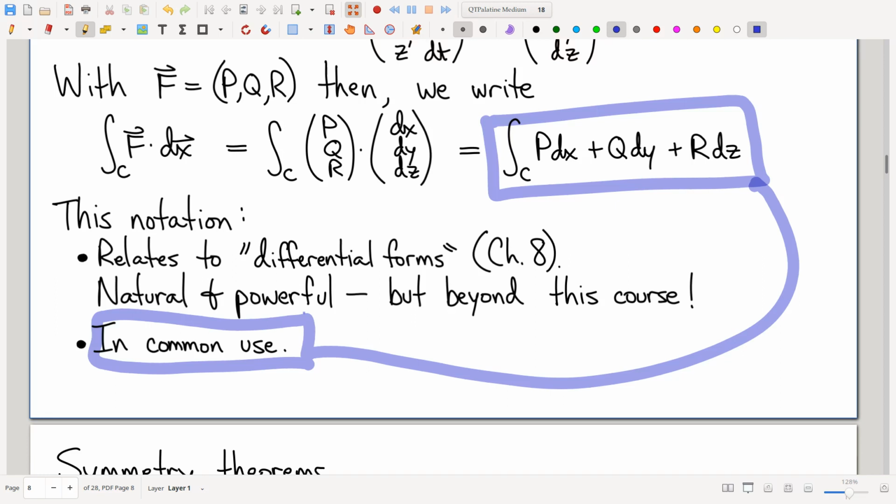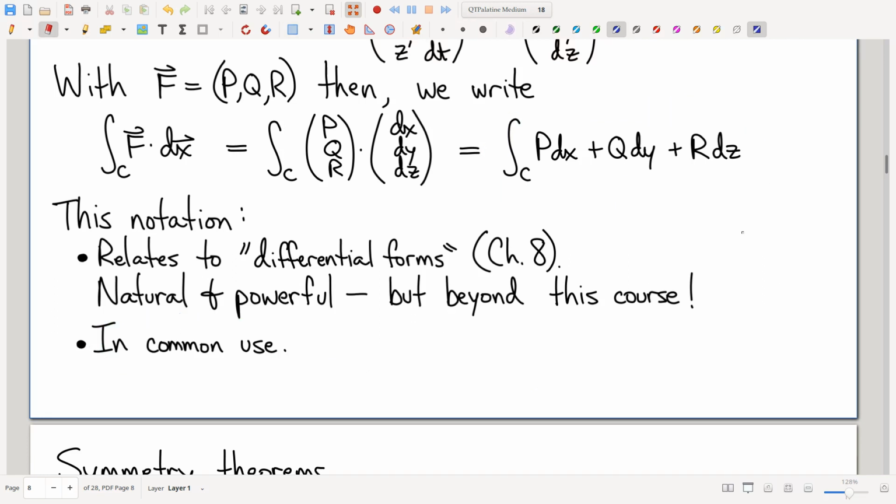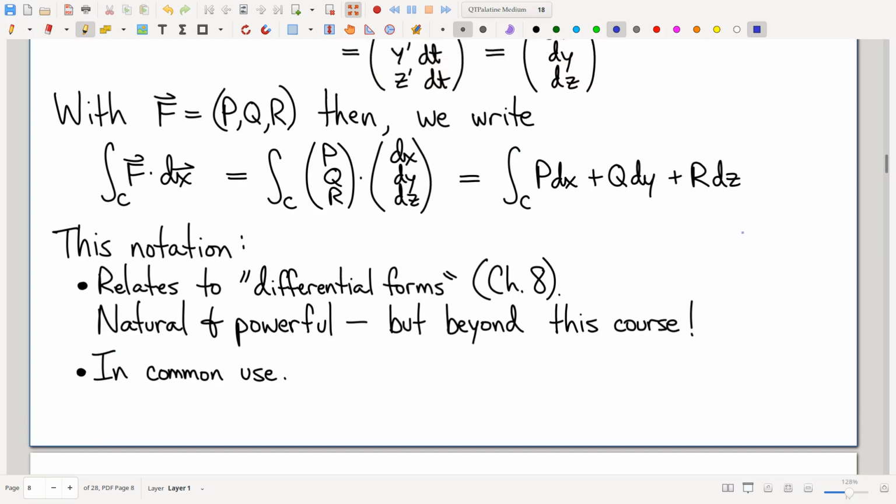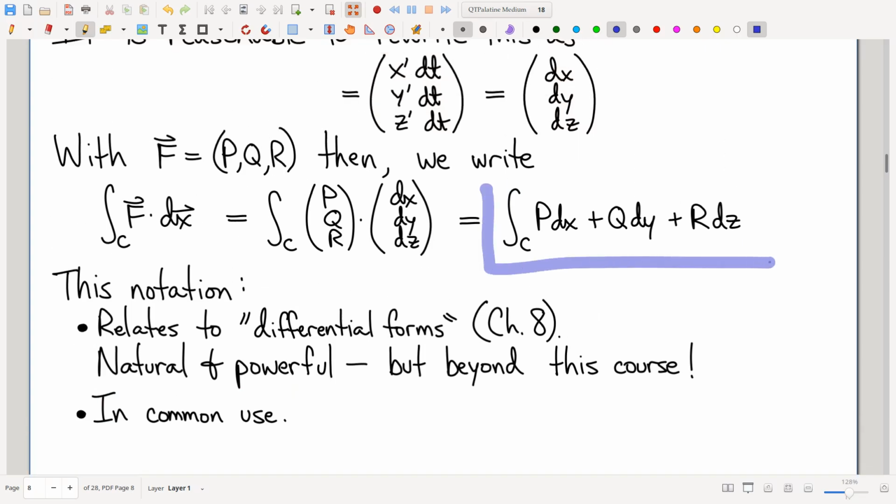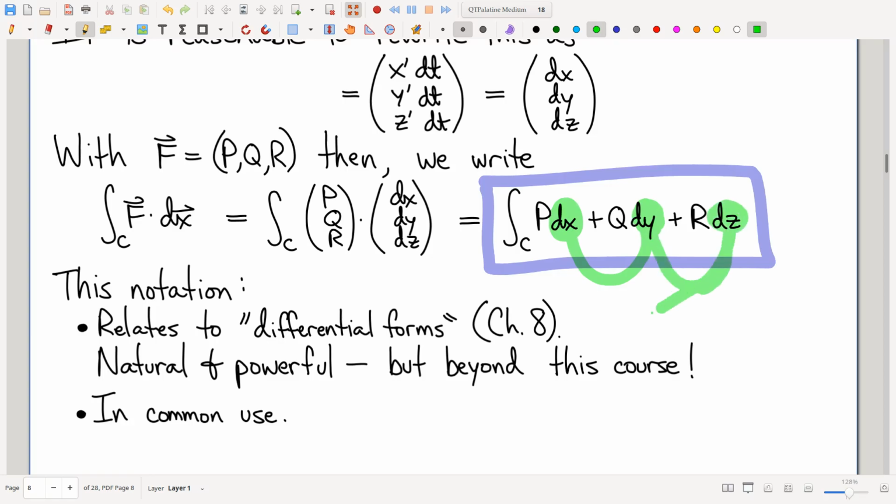So, what I encourage y'all to do is, when you see an integral written like this, think to yourself as follows. Think to yourself, okay, the dx, dy, dz, this is really just kind of an expanded expression for the dx vector.